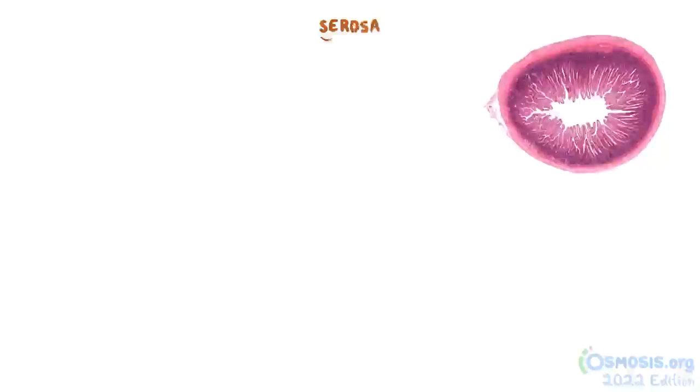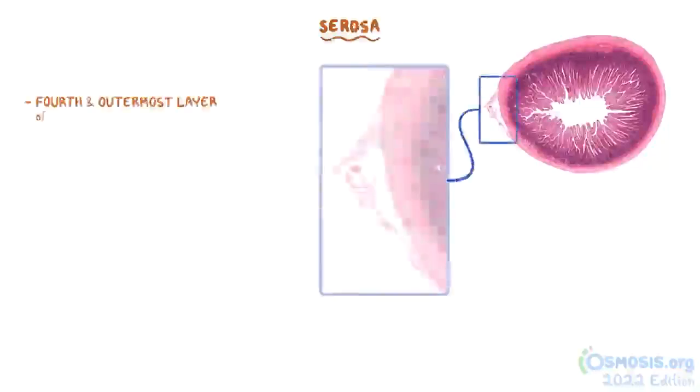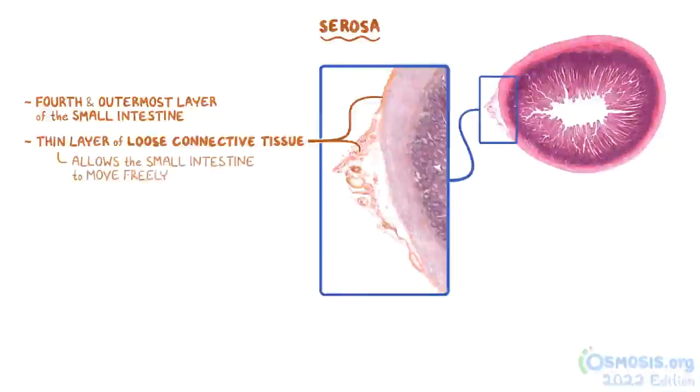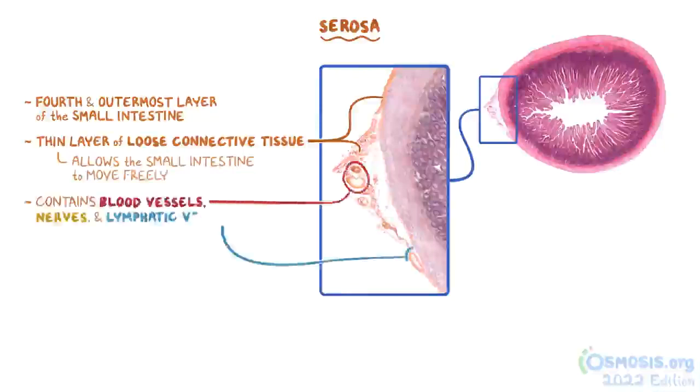Looking at the same image, we can see a portion of the serosa, which is the fourth and outermost main layer of the small intestine. The serosa is a thin layer of loose connective tissue that allows the small intestine to move more freely within the abdomen and contains blood vessels, nerves, and lymphatic vessels as well.